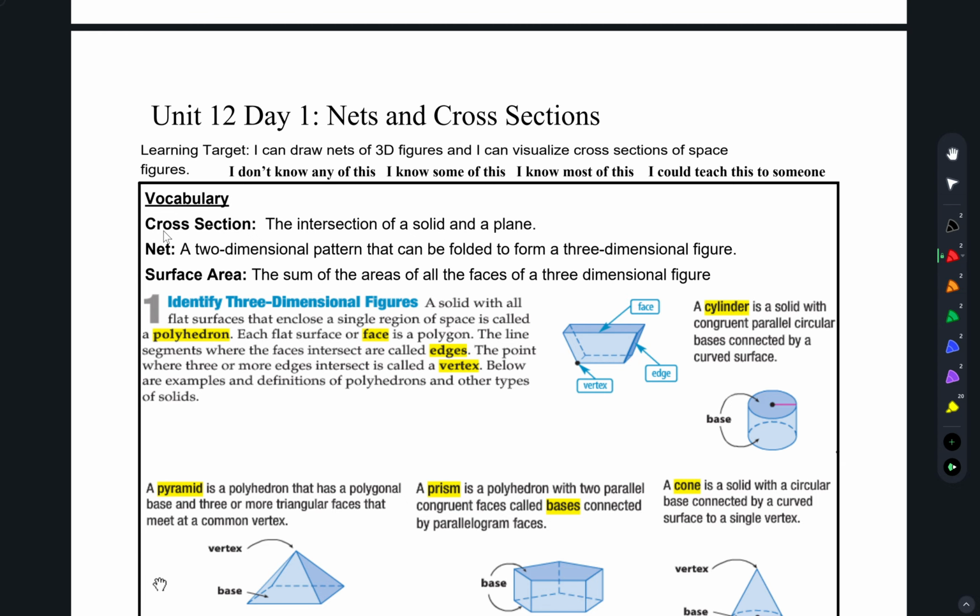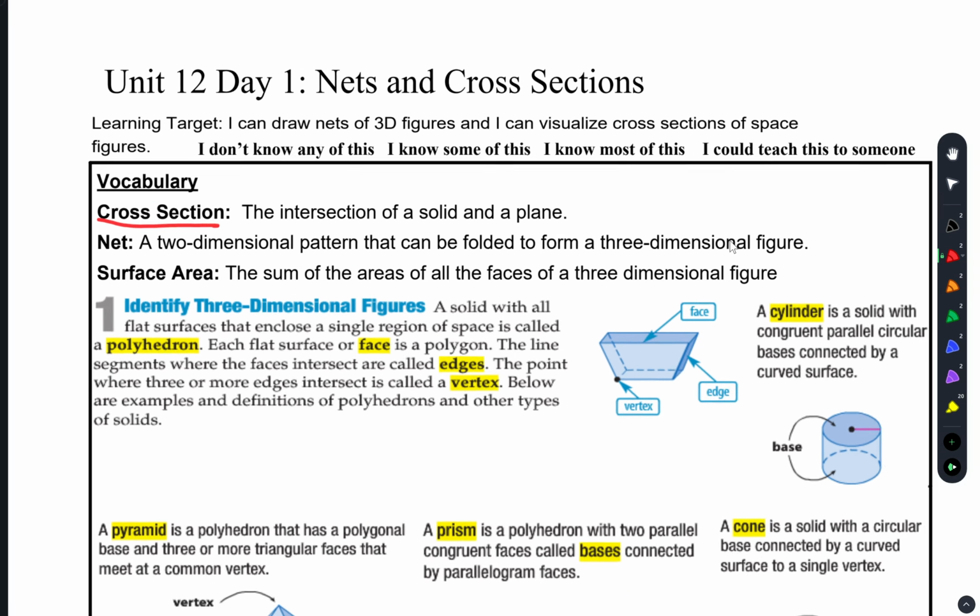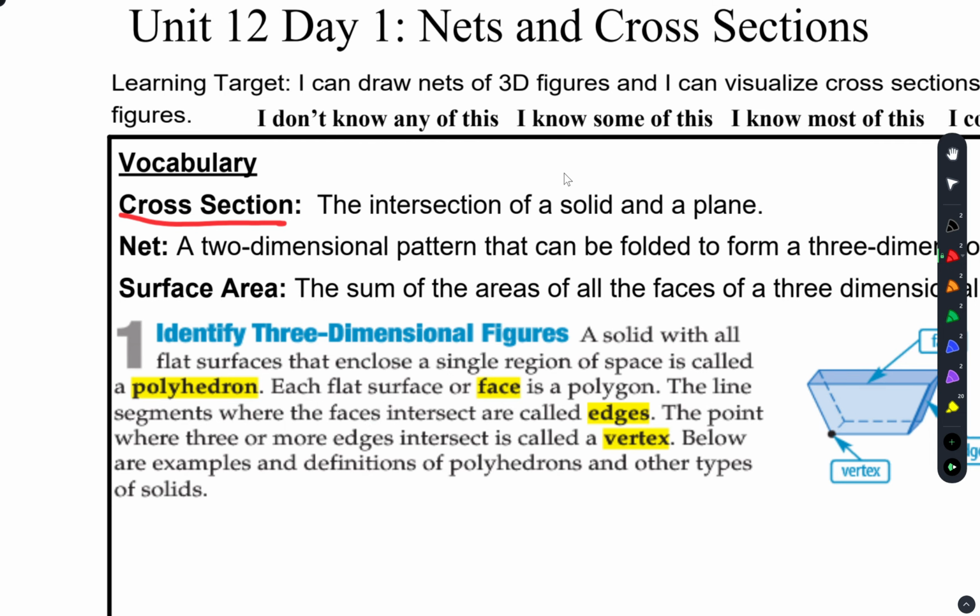A cross-section is the intersection between a solid, which is what we're going to call our three-dimensional shapes, and a plane, which is like two-dimensional planes. We think of like sheets of paper. Those are planes.